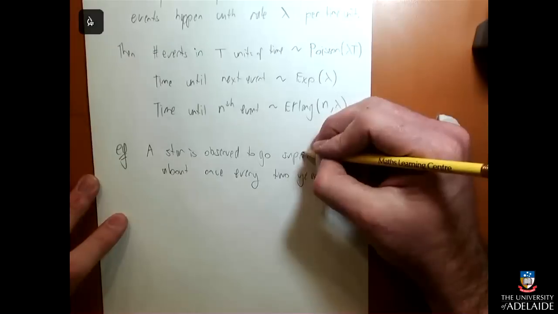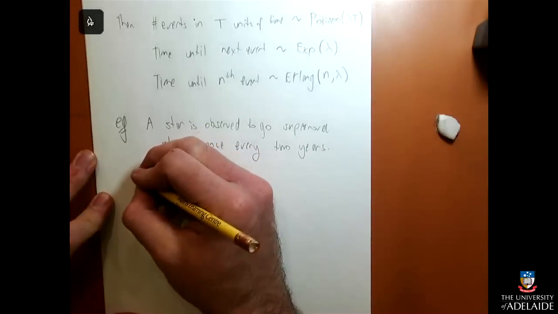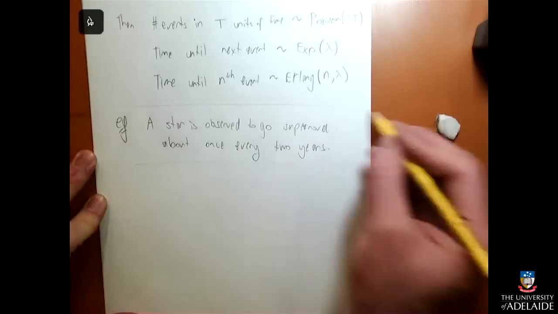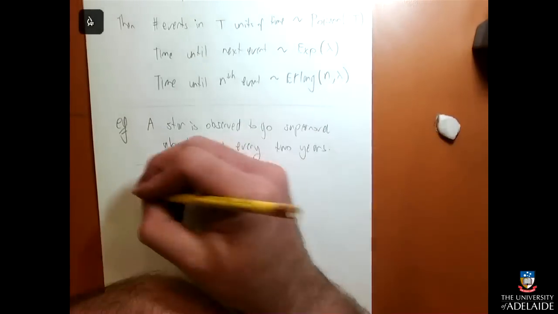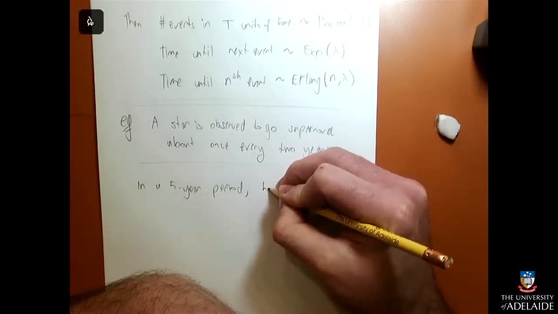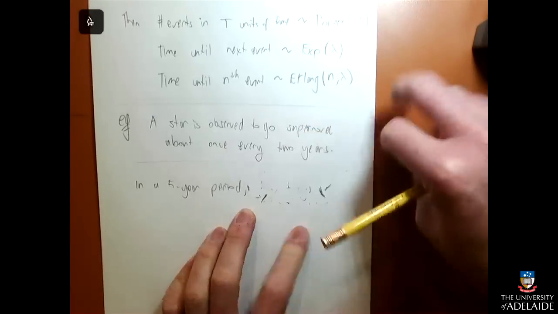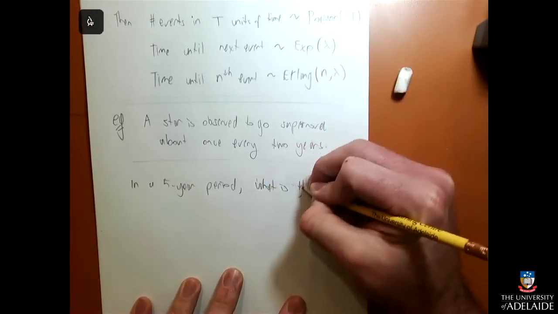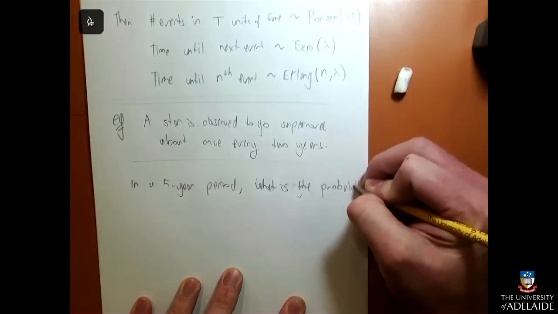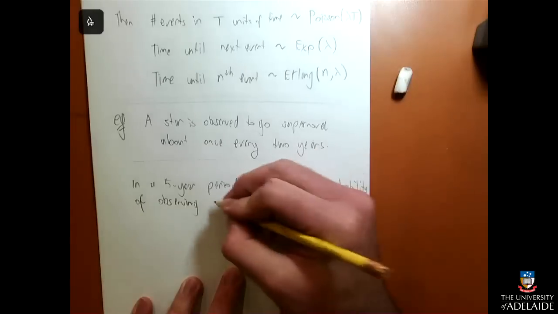A star is observed to go supernova about once every 2 years. This is not the same star, just a star somewhere. Okay. So let's make some questions about this. So, in a 5-year period, what is the probability of observing, I don't know, 4 supernovas?